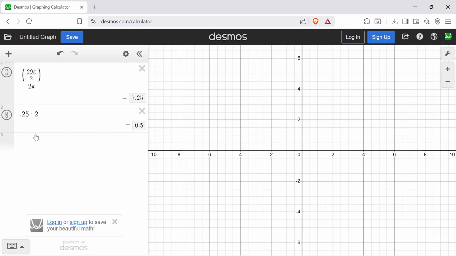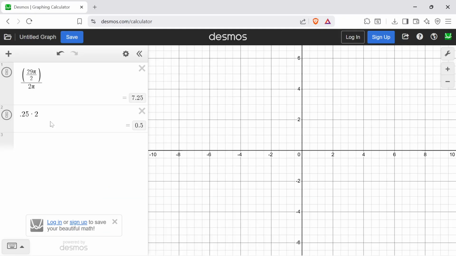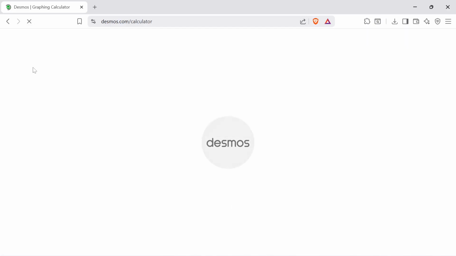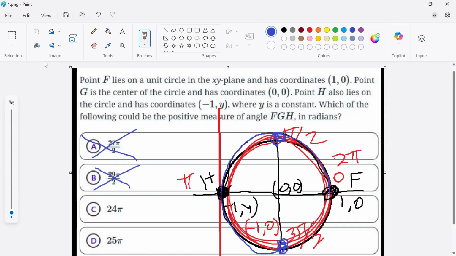24 pi. Well, I'll just do this one down here because, wait a minute, it's not letting me click. What's going on here? My Desmos is not letting me click. I guess I'll have to reload it. 24 pi divided by 2 pi is 12. So it's just 12 complete times around the unit circle. I'm back at 2 pi. That's not pi. It's coterminal with 2 pi or 0.